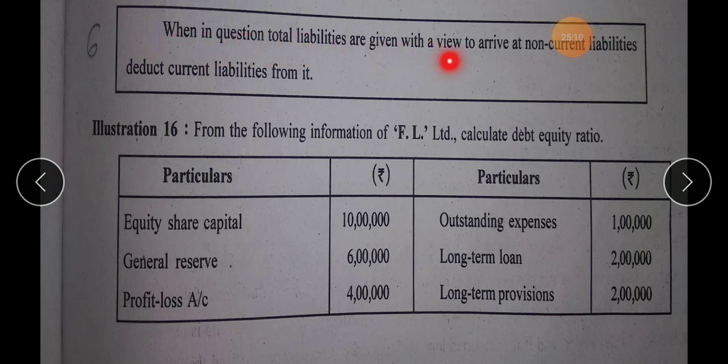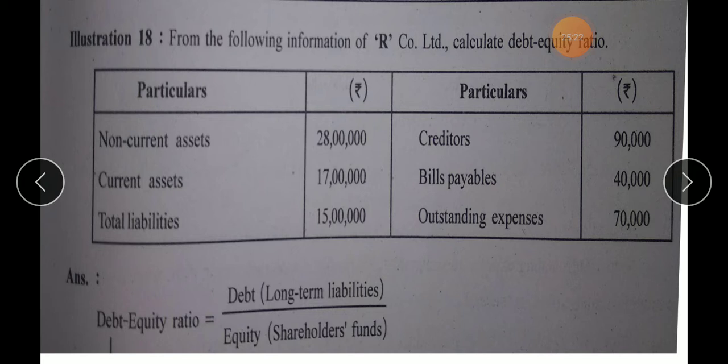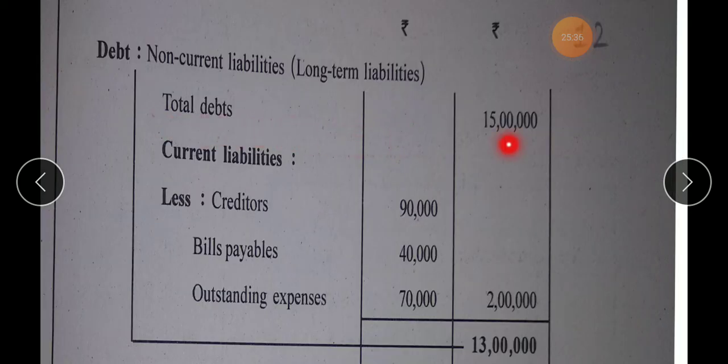Total liabilities are given, so in the question you have to deduct current liabilities from it to arrive at non-current liabilities. Why? Because in the question we are supposed to use non-current liabilities. So that is what we have done. This is total liabilities. From this we'll deduct these three current liabilities: creditors, bills payable and outstanding expenses. So from total liabilities 15 lakh we have deducted current liabilities, 15 lakh minus 2 lakh, and 13 lakh is non-current liabilities out of total liabilities.